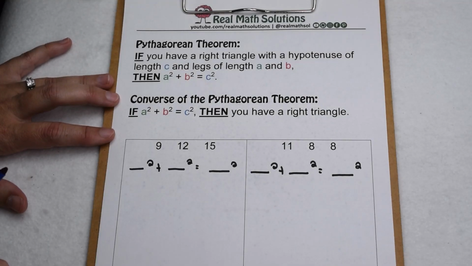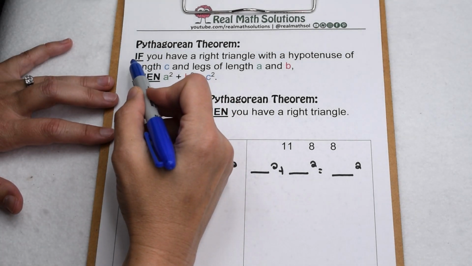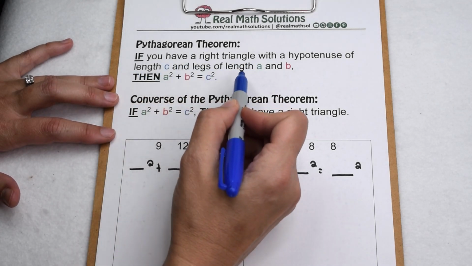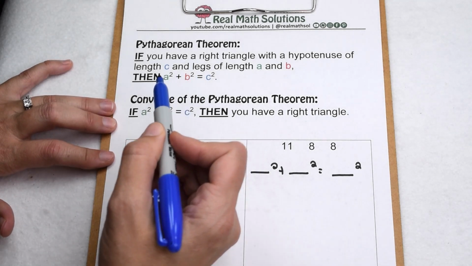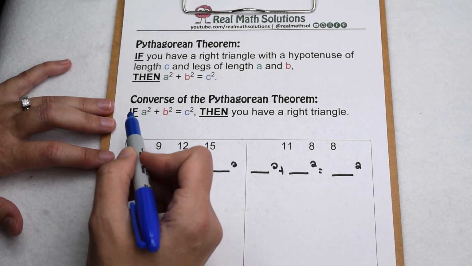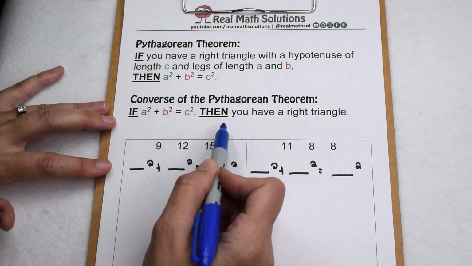Converse of the theorems, which is the if and the then parts of a theorem. So in the Pythagorean theorem, we have: if you have a right triangle with a hypotenuse of length c and legs of length a and b, then a squared plus b squared equals c squared. So if we were to look at the converse of the Pythagorean theorem, we would switch the if and the then parts. So if a squared plus b squared equals c squared, then you have a right triangle.